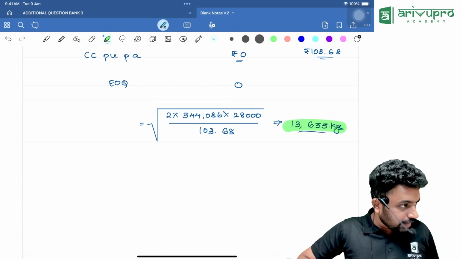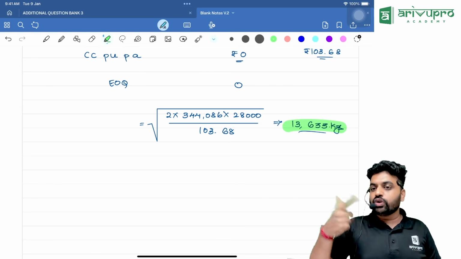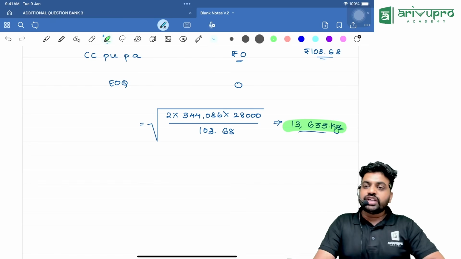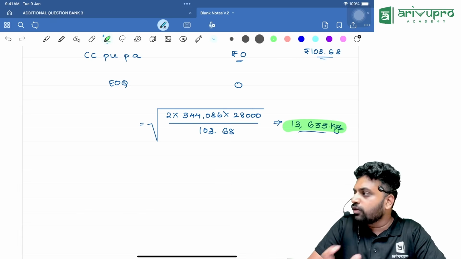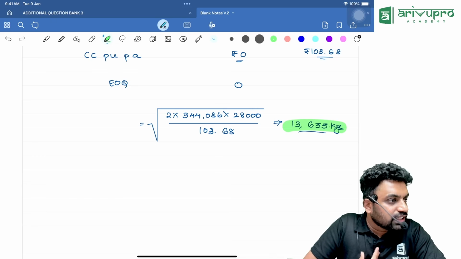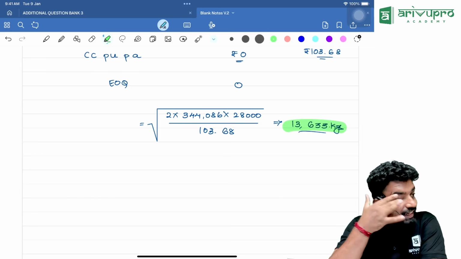If at all we pay so much, then we have to pay the penalty for overloading. That will come in costing P&L. However, in this question you can write a conclusion. Theoretically your EOQ is 13,633. However, maximum we can buy is 10,000 kgs, basically 10 tons.